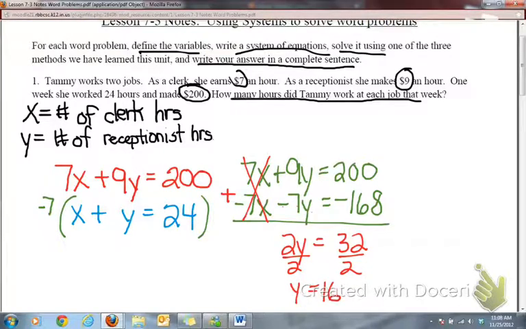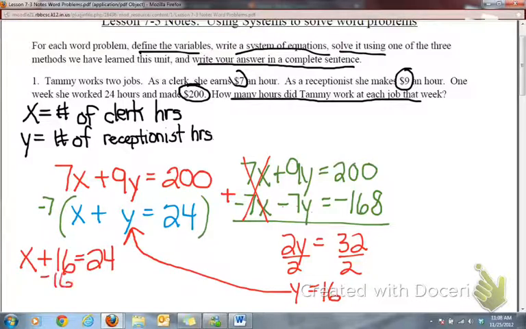And then you just plug that into one of your original equations. I'm going to plug this into this blue equation right here. So x plus 16 equals 24. Subtract the 16, we're trying to figure out what x equals. And 24 minus 16 is 8. So now we just need to write our answer in a sentence.